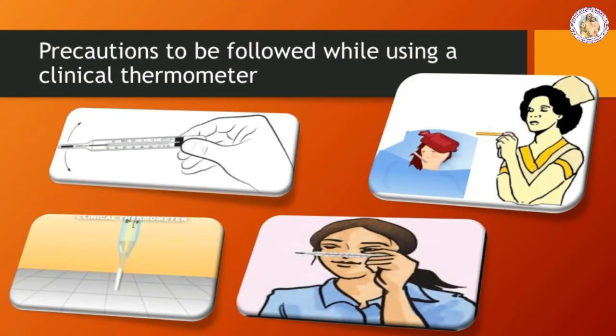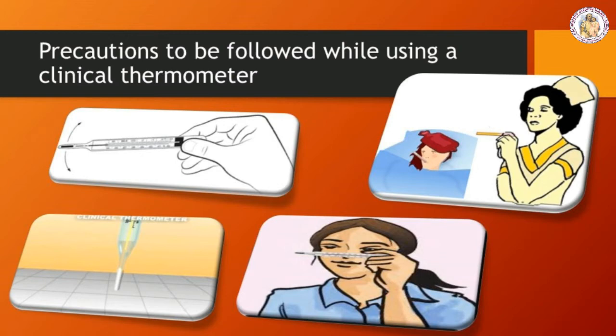Precautions to be followed while using a clinical thermometer. The thermometer should be washed before and after use, preferably with an antiseptic solution. Check the thermometer a few times to bring the level of the mercury down. Before use, the mercury level should be below 35 degrees Celsius or 95 degrees Fahrenheit.